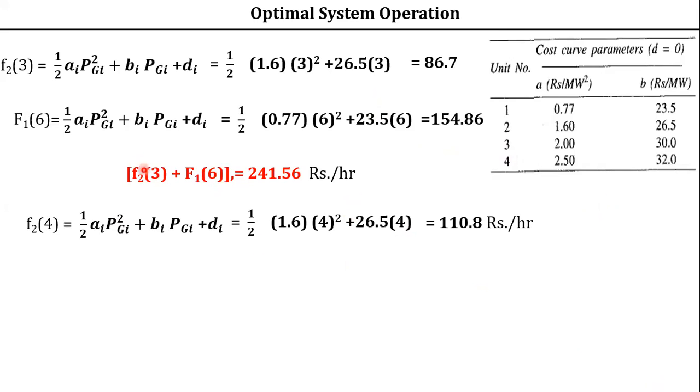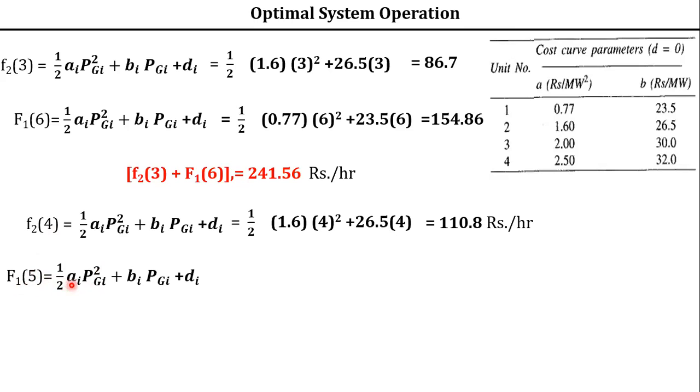Okay, next, F2 of 4 we got. This one becomes F1 of 5. F1 of 5, same thing. But what is PGI here? It is 5. You substitute it. And this is 1 unit.